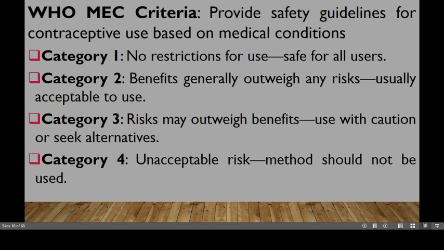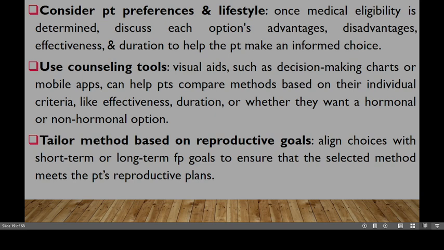While category number 3 is where we have methods whose risks may outweigh the benefits, so you have to use these methods with caution, or you could seek alternative methods. Category number 4 is where we have unacceptable risks. So the method should not be used for that particular patient, right?